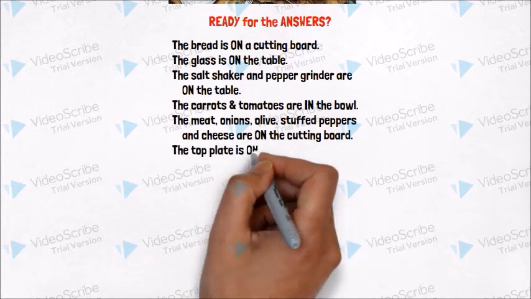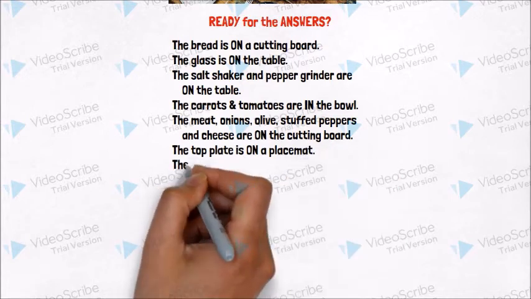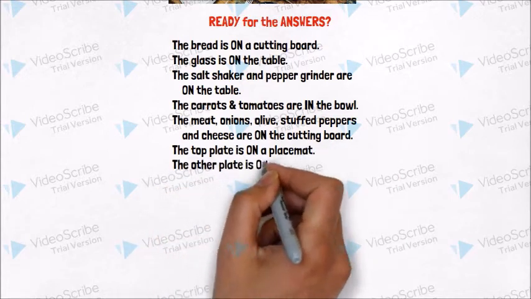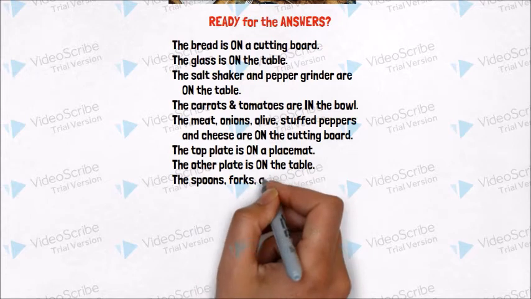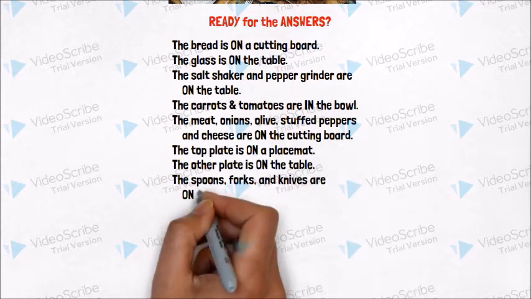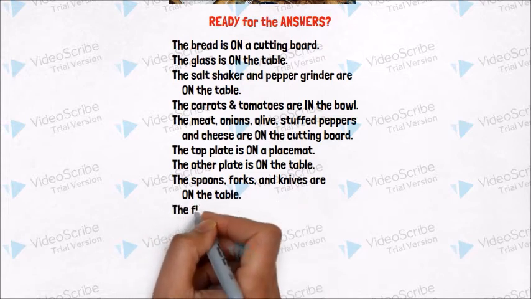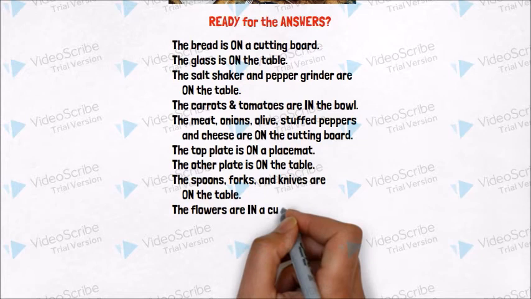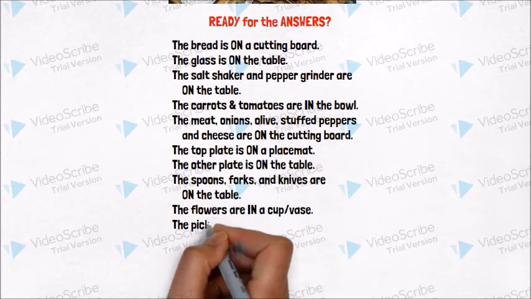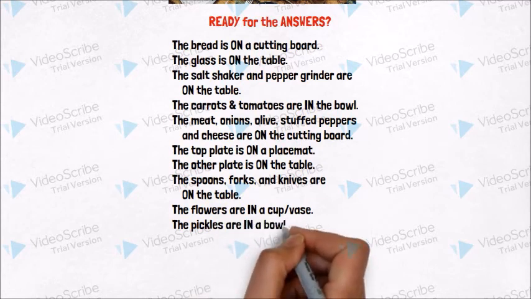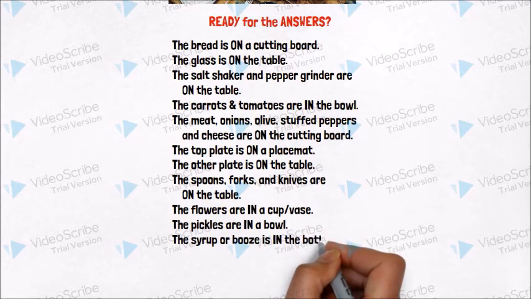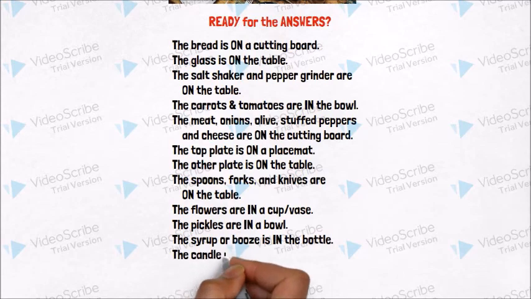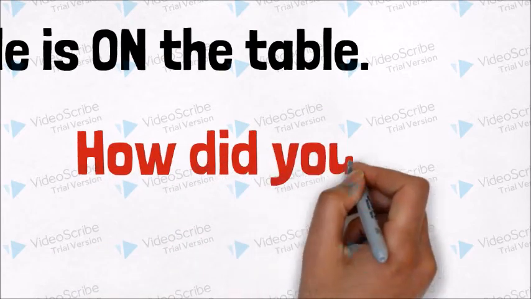The top plate is on a placemat. The other plate is on the table. The spoons, forks, and knives are also on the table. The flowers are in a cup or a vase. The pickles are in a bowl. The syrup or booze, I'm not sure which, are in the bottle. The candle is on the table. How did you do?